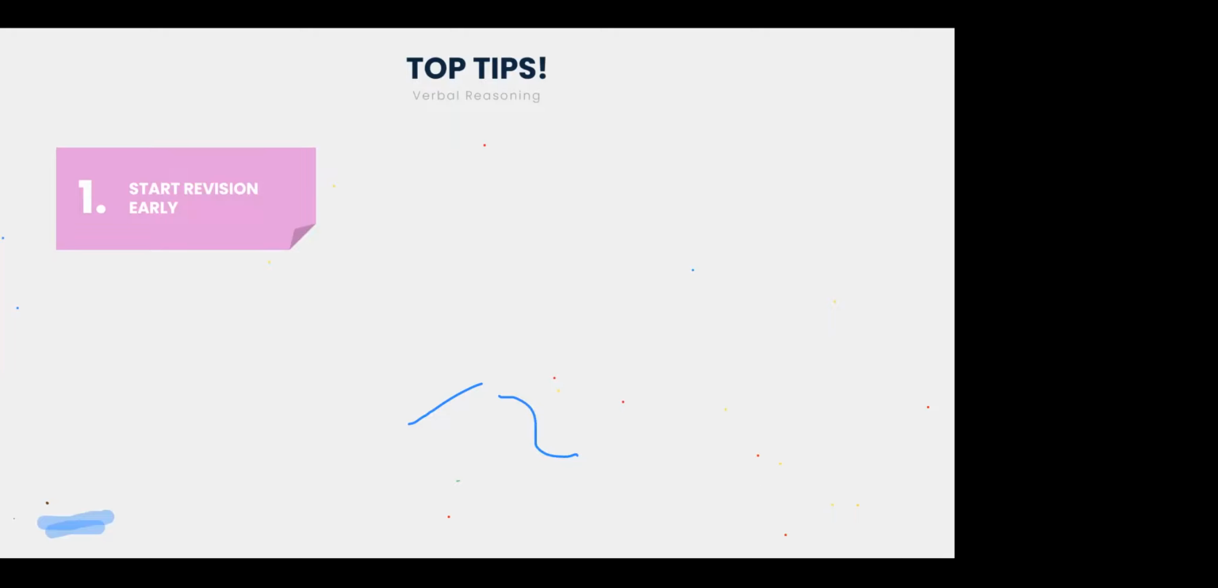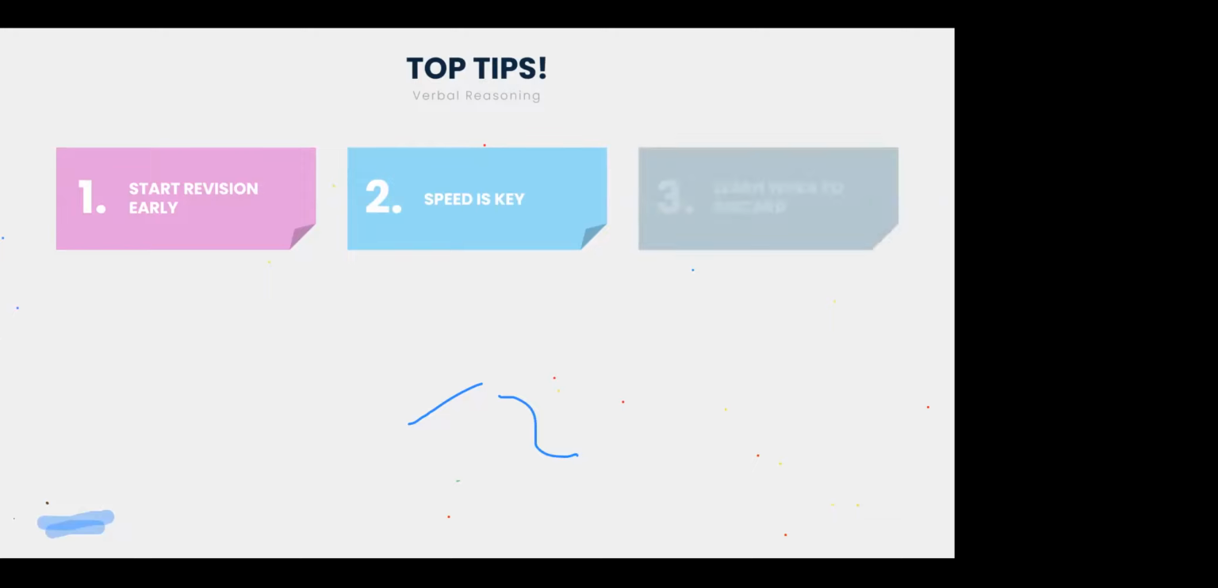The next one is speed is super, super important. So all the techniques we've touched on, make sure that you use them. They will help you with your speed. And again, 44 questions within 21 minutes is extremely time pressured, so it is very important to be as speedy as possible within this section.